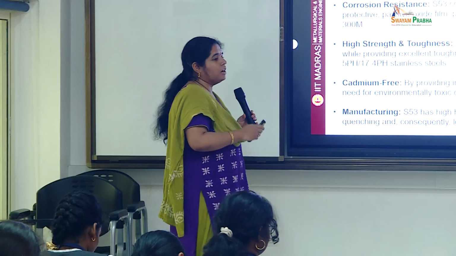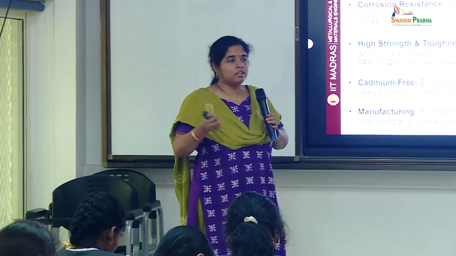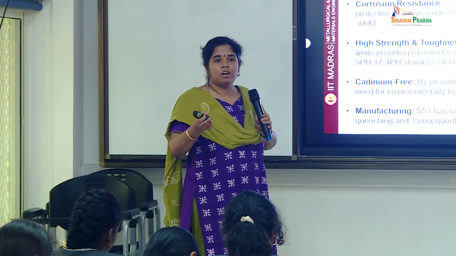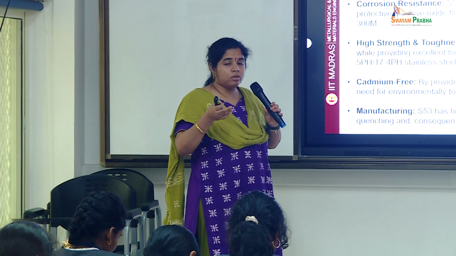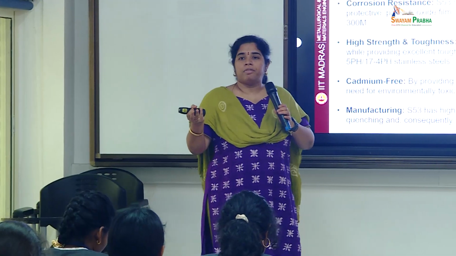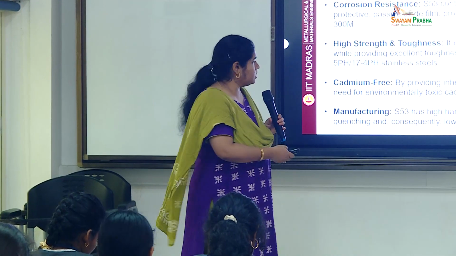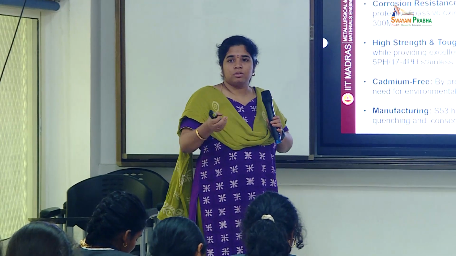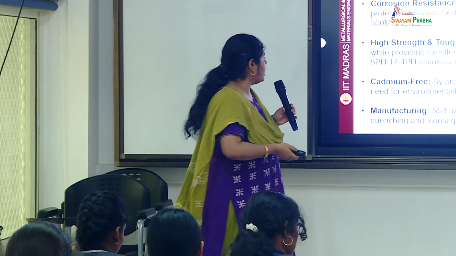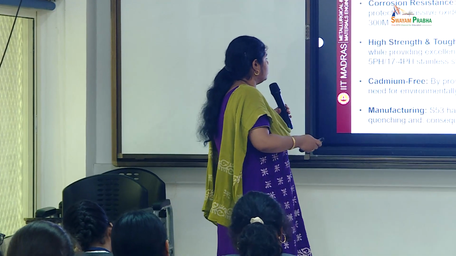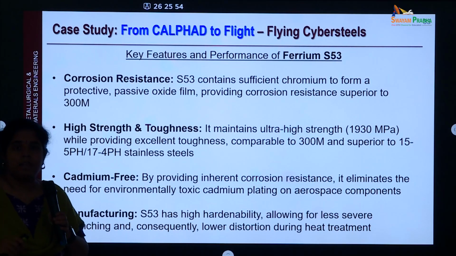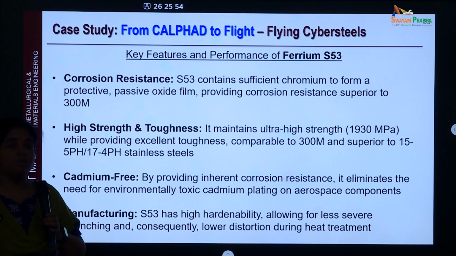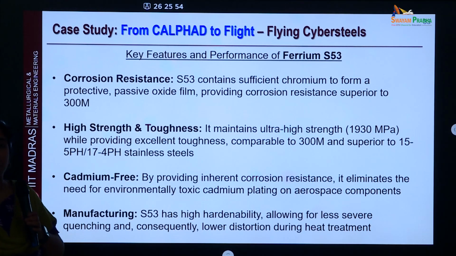And finally, anything has to be manufactured with ease, right? You cannot say, I developed a very good material with good properties, but I am not able to manufacture it. It's a complex design, the landing gear, right? It has to be cast or forged. So they made sure that there is also good manufacturability and less distortion. Distortion is a trouble, so you should always have less, otherwise your design will go.